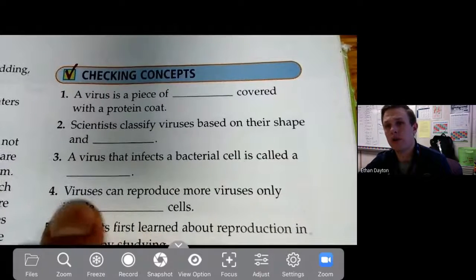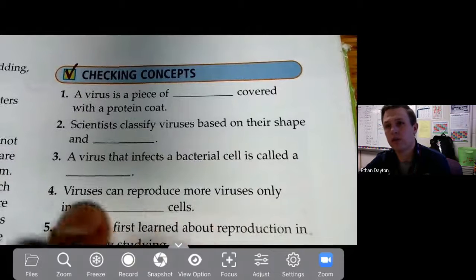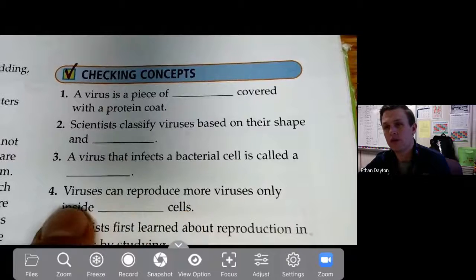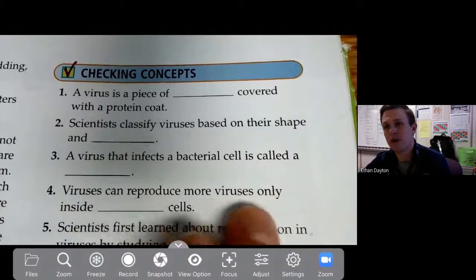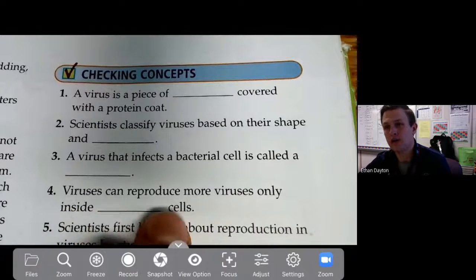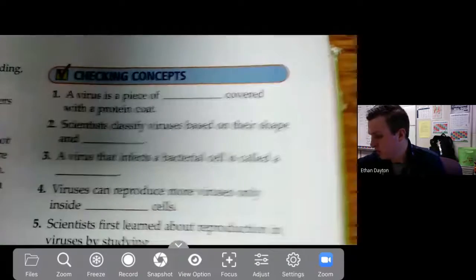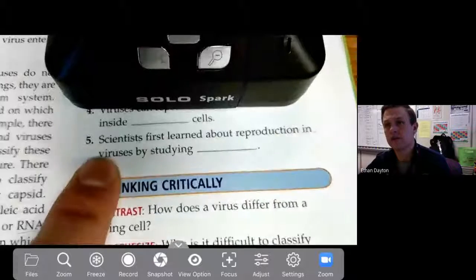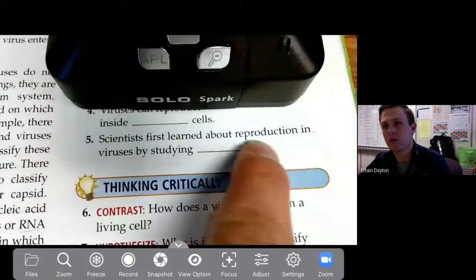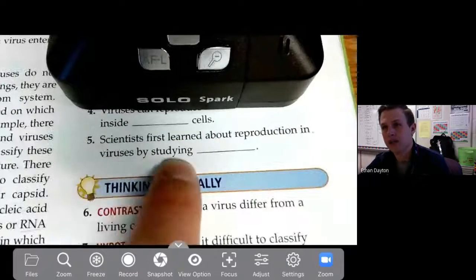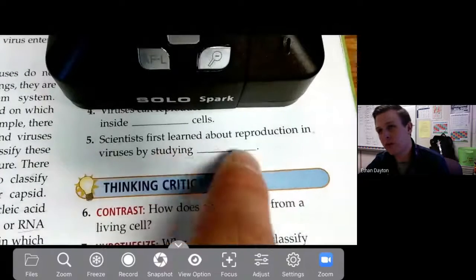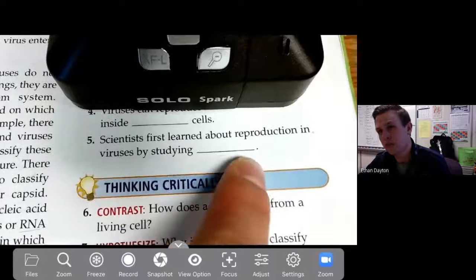Number 4, viruses can reproduce more viruses only inside blank cells. Number 5, scientists first learned about reproduction in viruses by studying blank.